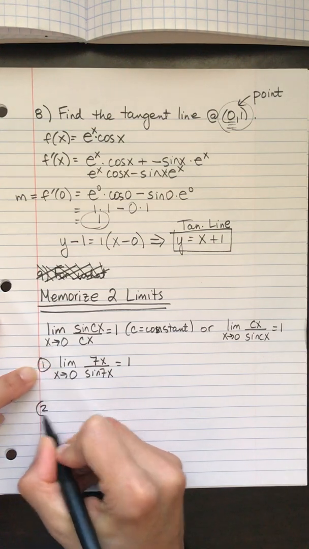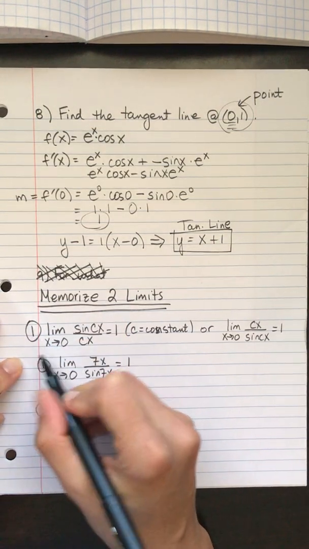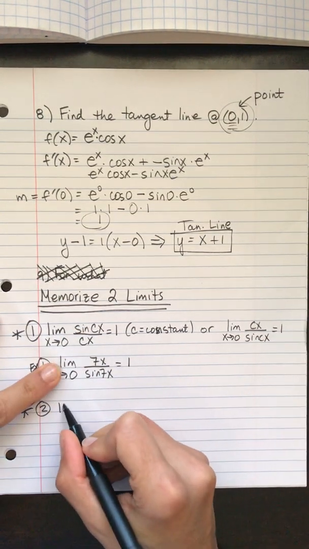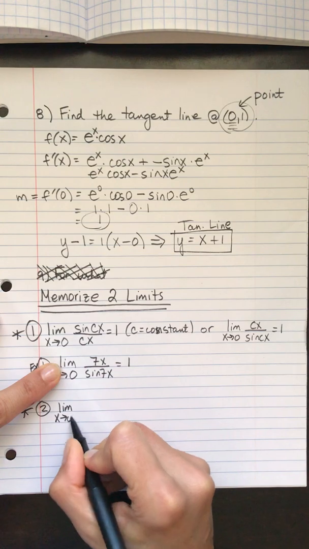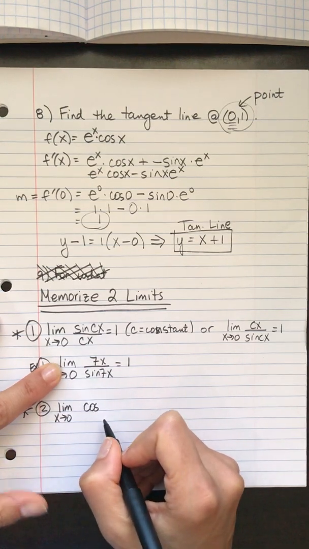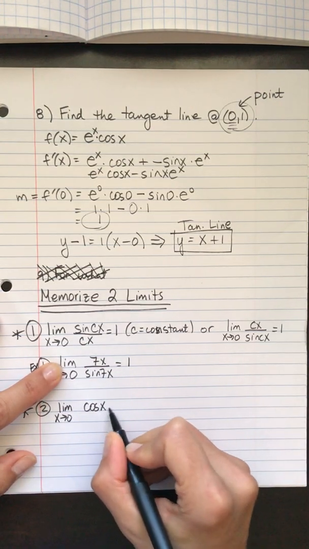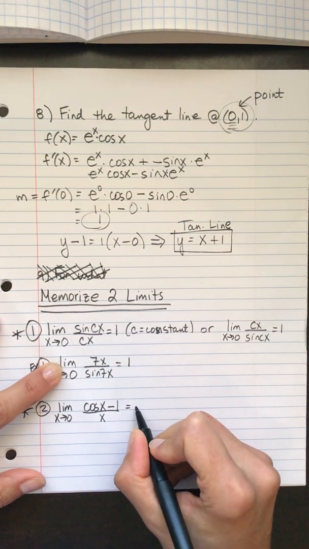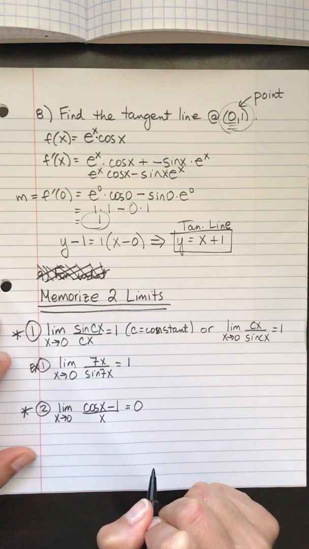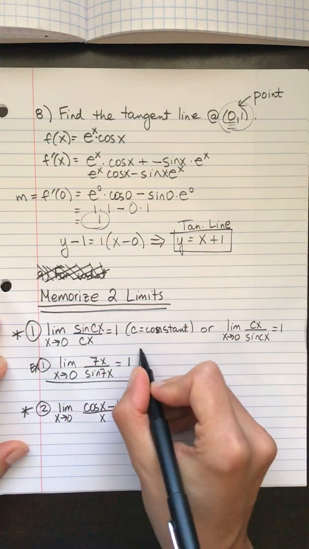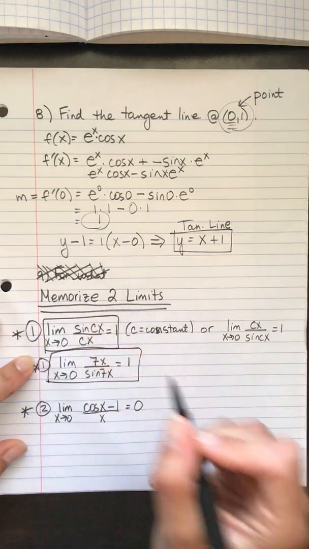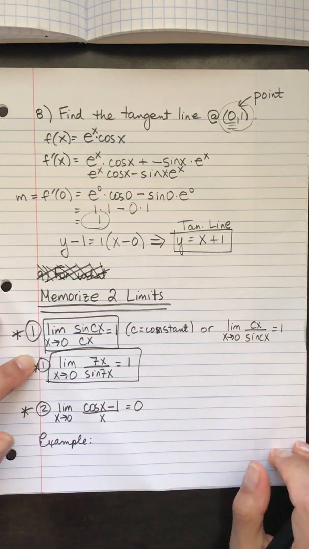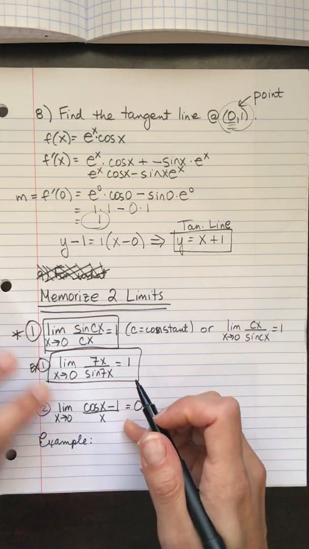There's another one you have to memorize. So you have to memorize number 1, and this was example 1. So memorize. Here's another one. Limit as x approaches 0 of cosine x minus 1 over x. That's equal to 0. But this is the one we're going to use most often. So I want to do an example.